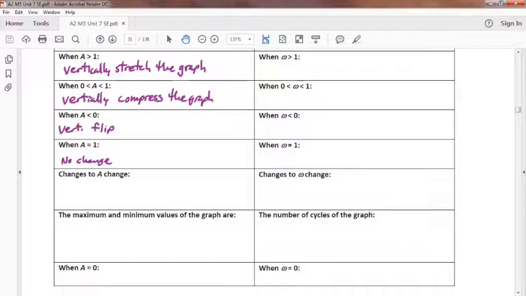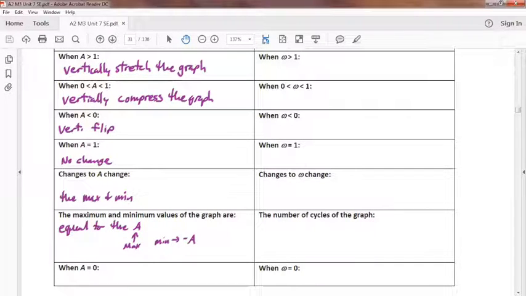Changes to A change the max and min. The maximum and minimum values of the graph are, I'm going to say, equal to the A. Well, at least really close to equal to the A. This would be your max. Your min would be the opposite. So it would be negative A.